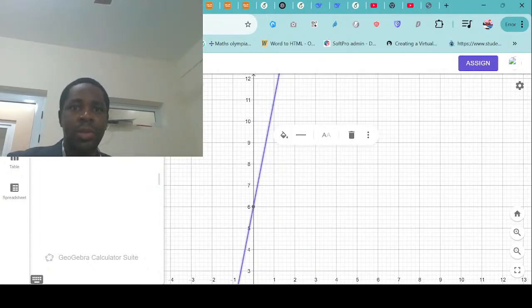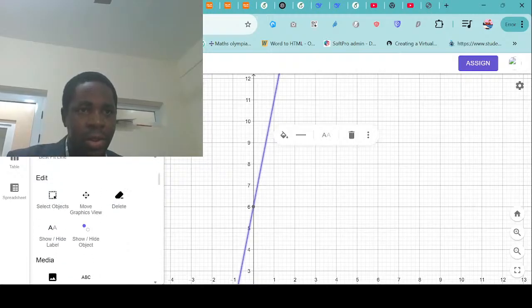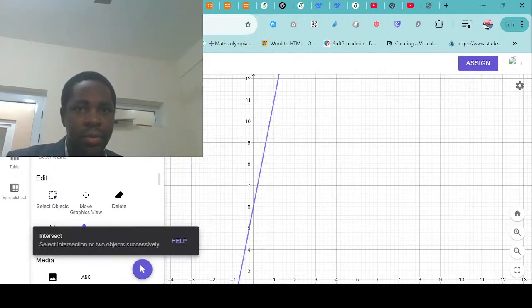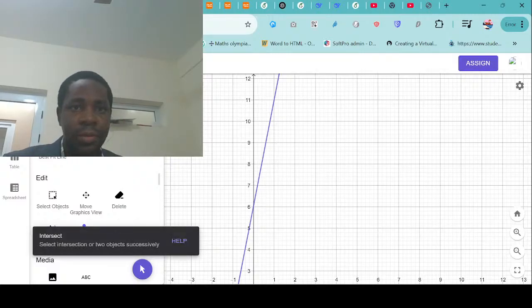Let me click on this place. I think I'll need to use intersect for that. So let me go to my tools, intersection. Okay, so I go back to the graph, intersection for that.